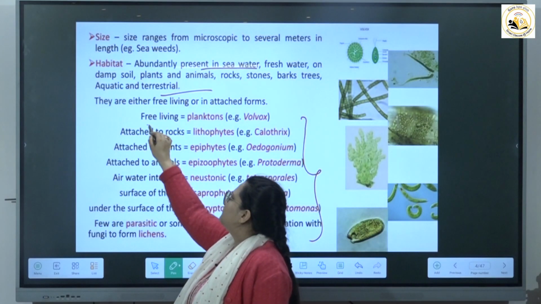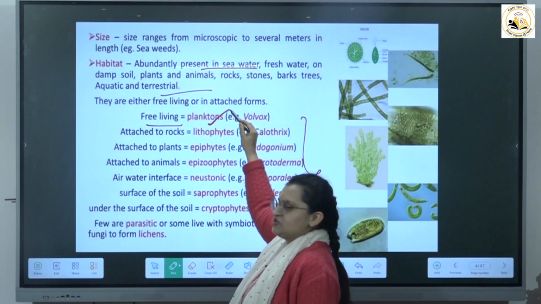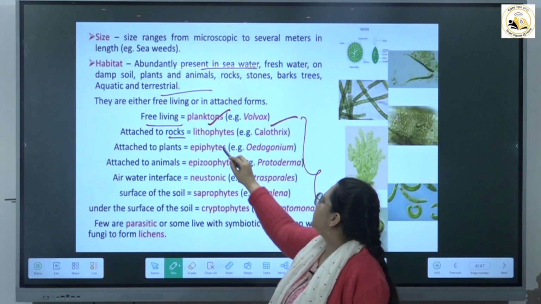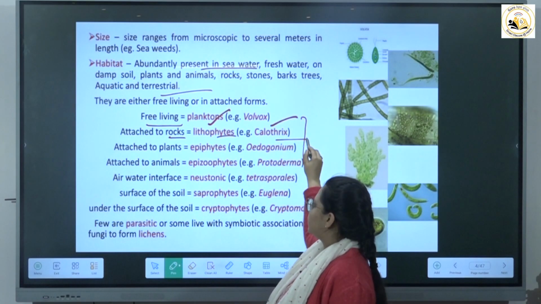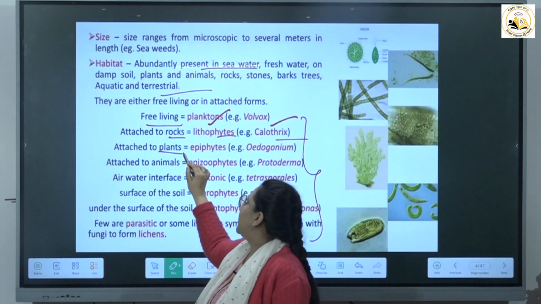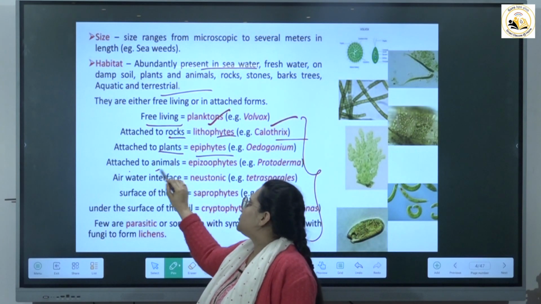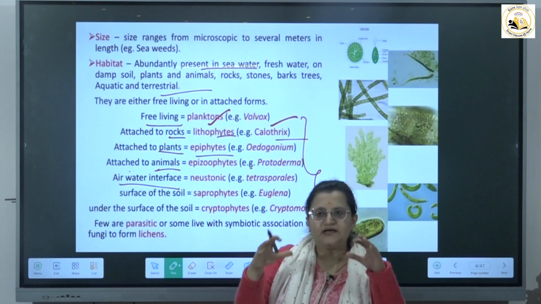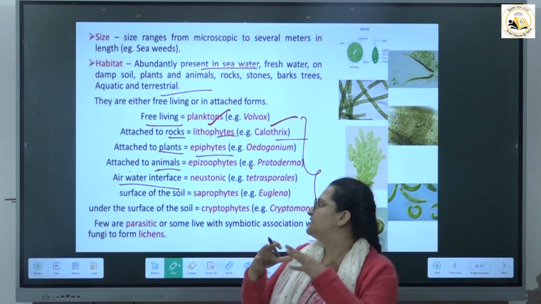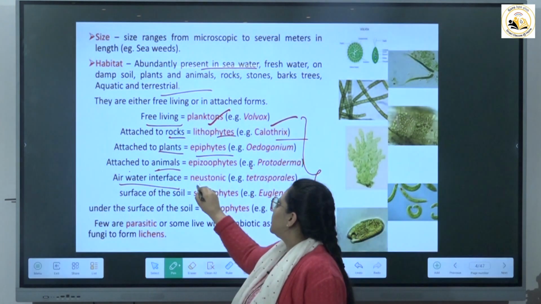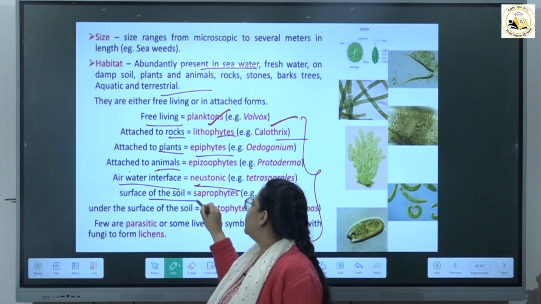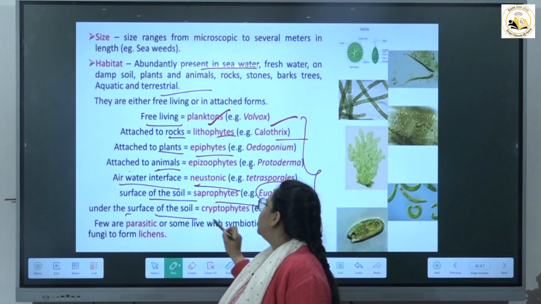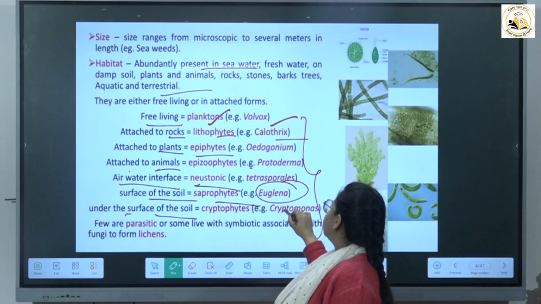Now the free living algae are known as planktons. The example is Volvox. If the algae is attached on the rocks, they are known as lithophytes. Example is Calothrix. If the algae is attached to the plants, epiphytes. Algae attached to the animals, epizoophytes. If algae are found at the air water interface, we call them neustonic. On the surface of the soil, saprophytes, example is Euglena. Under the surface of the soil, cryptophytes, example is Cryptomonas.